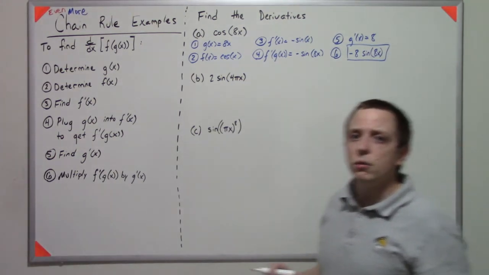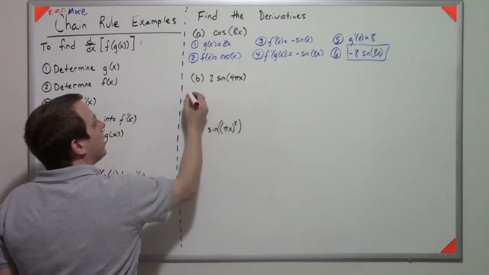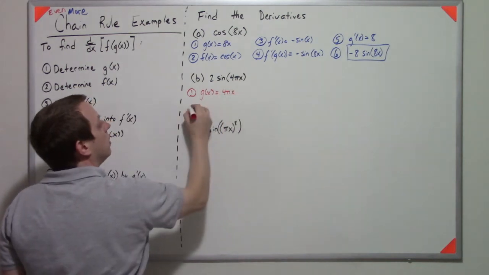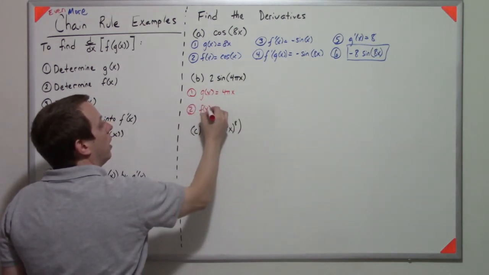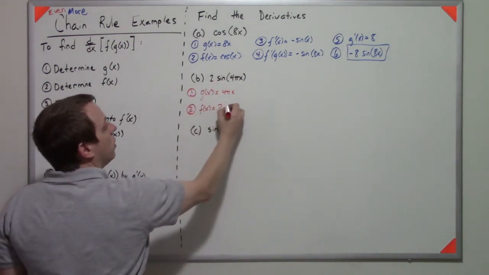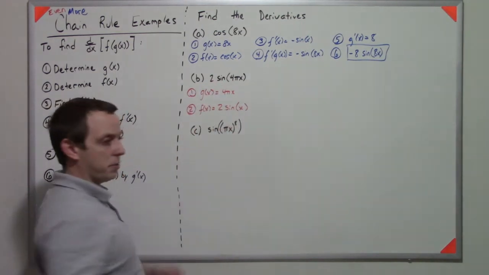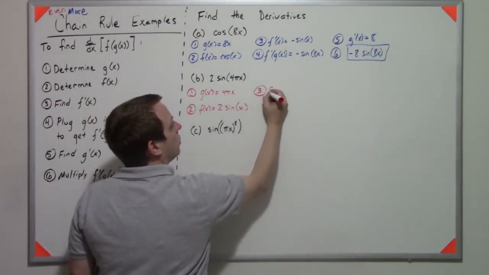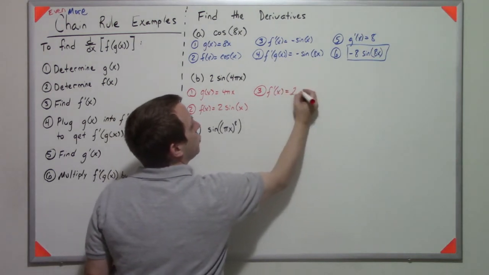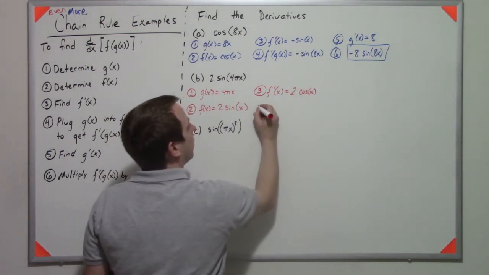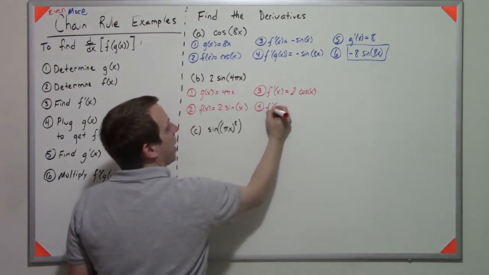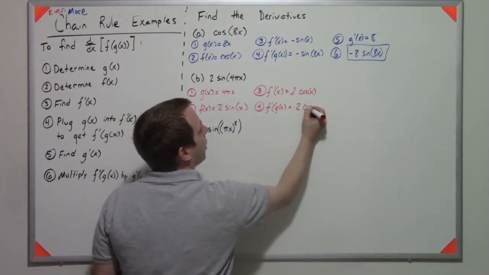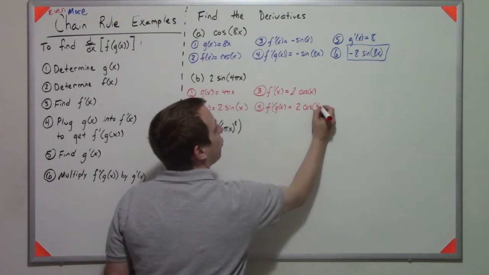2 sine 4 pi x. So we'll take that inside piece. We'll say that g of x is 4 pi x. And then what's left over? Well, 2 sine of something, so it's 2 sine of x. So we'll take f prime here, and that's 2 cosine of x. And then we'll take f prime at g. So that's 2 cosine, instead of cosine of x, it's cosine of 4 pi x.